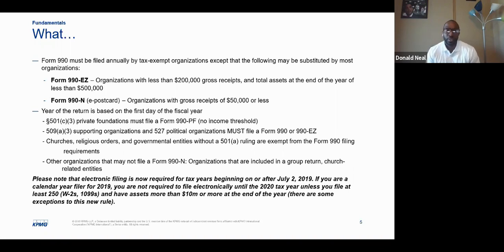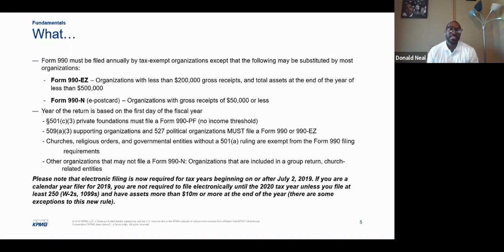So if you are a fiscal year filer, and your fiscal year begins on or after that date, so let's say your fiscal year began August 1st, then you would be required to do the e-filing. Now, if you are a calendar year tax filer, basically what this is also saying is you're not required to file it unless, if you look at Part 5, when you're talking about how many W-2s and 1099s that you complete, you have at least 250 and 10 million or more in assets at the end of the year, then you would be required to file.